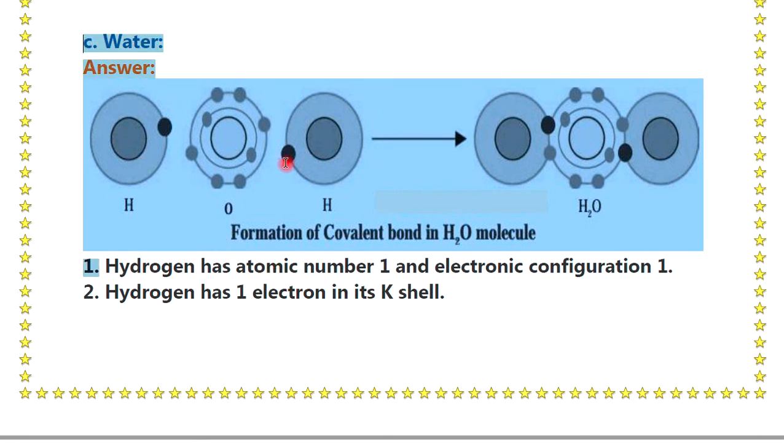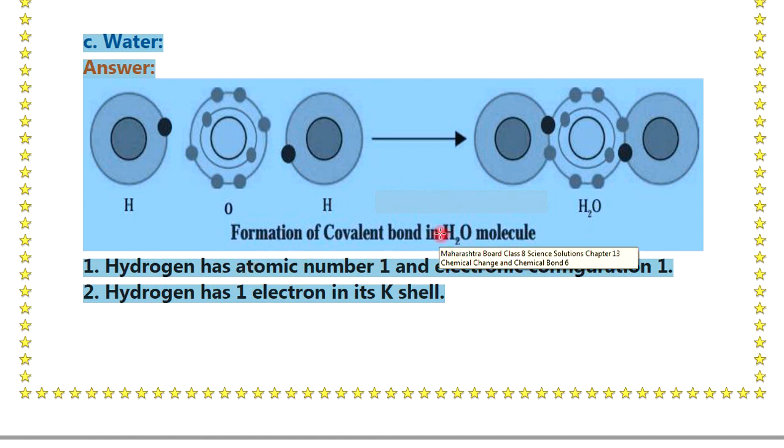Next is water. Answer, formation of covalent bond in H2O molecule. Hydrogen has atomic number 1 and electronic configuration 1. Hydrogen has 1 electron in its K shell.